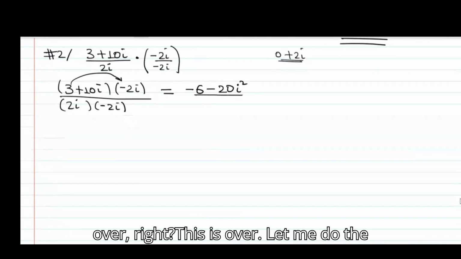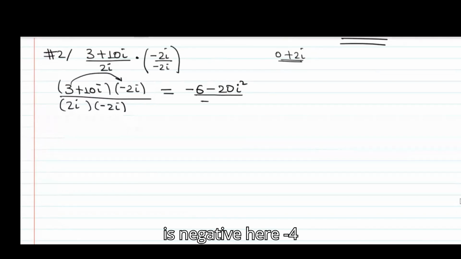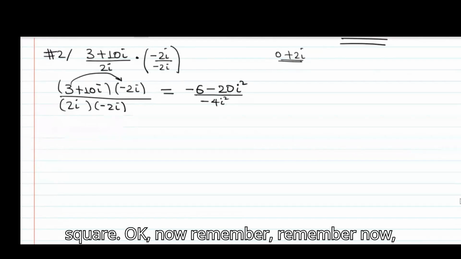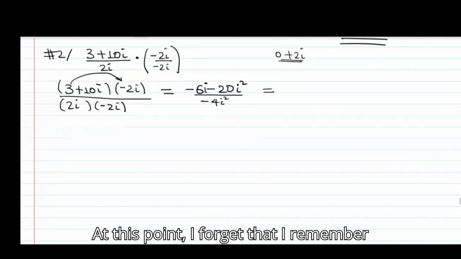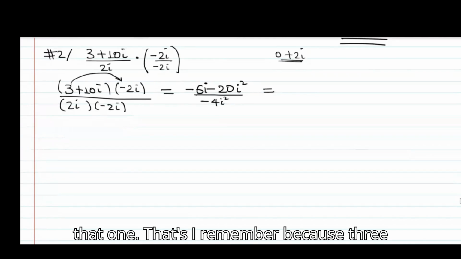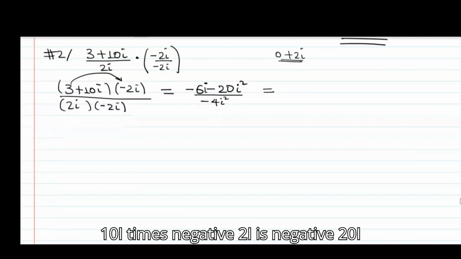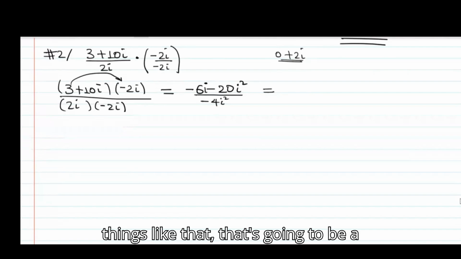Let me do the bottom part as well. 2 times 2 is 4. There is a negative here, negative 4. And i times i is i square, so negative 4i square. Now, remember, 3 times negative 2i is negative 6i, and then 10i times negative 2i is negative 20i square. Be careful. If I forget things like that, that's going to be a mess.